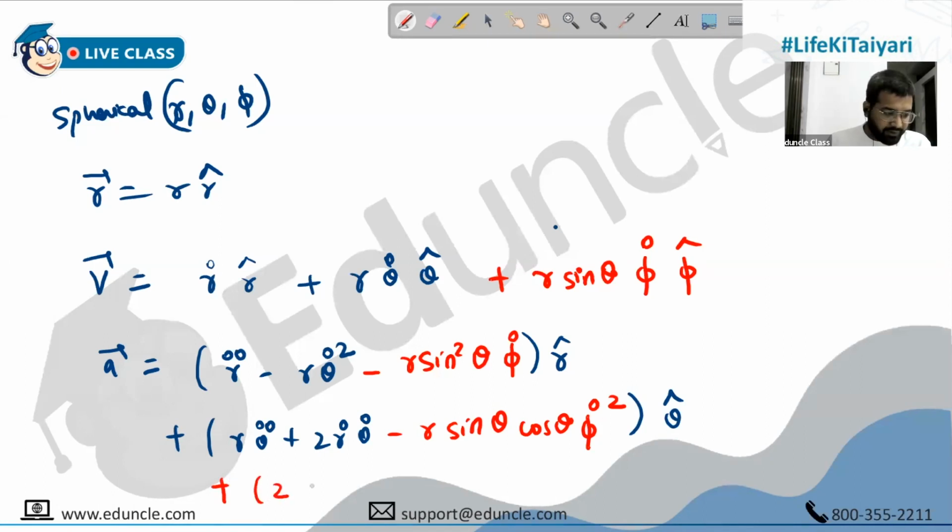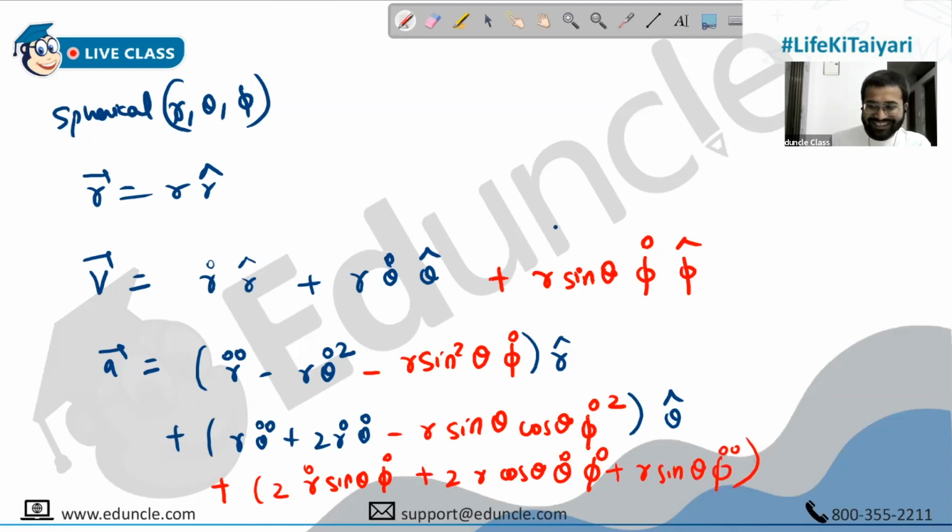Next, the third term, the complete term, which will be your azimuthal component, the phi term, is given by 2 r dot sine theta phi dot plus 2 r cos theta into theta dot into phi dot plus r sine theta phi double dot, into phi cap. Have any of you by-hearted these things? Cylindrical or velocity of spherical.